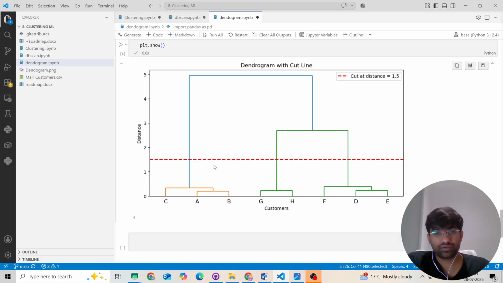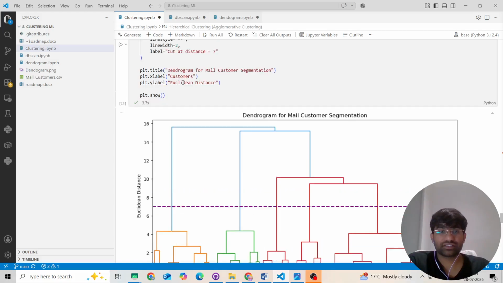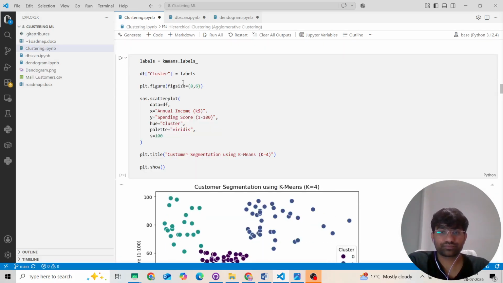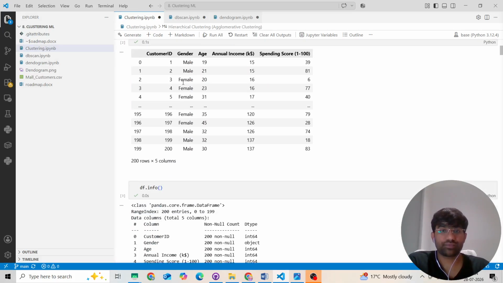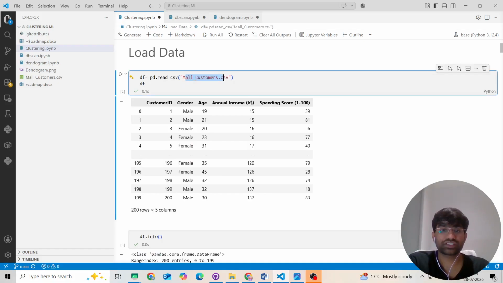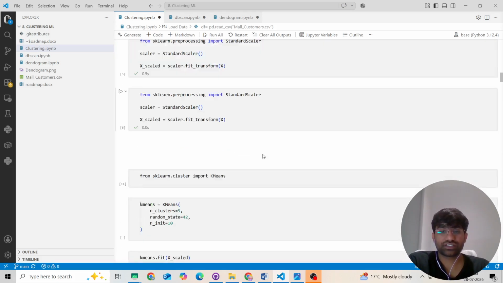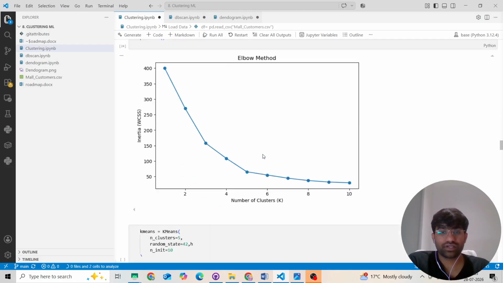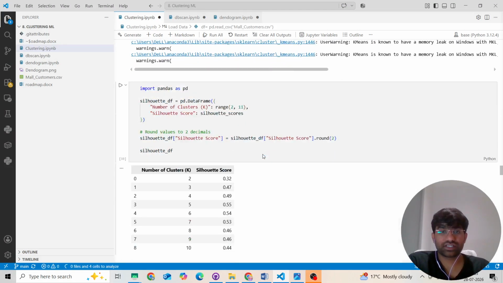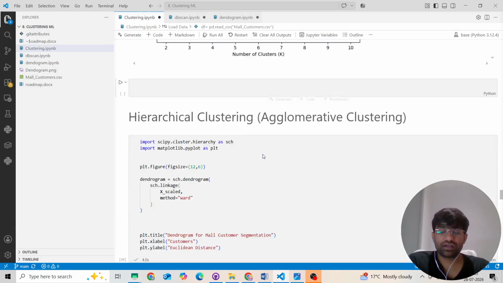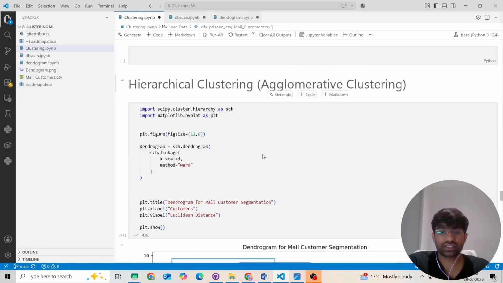Got it? What is a dendrogram? I hope you have understood what a dendrogram is. Now let's do it for our original data set. I am continuing with the same small customer data, where I am using the annual income column and spending score, 2 features, to form the clusters. Now let's do the hierarchical clustering, agglomerative. I will implement the agglomerative hierarchical clustering.